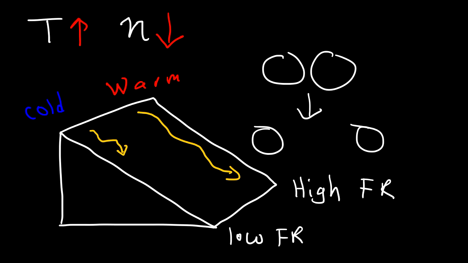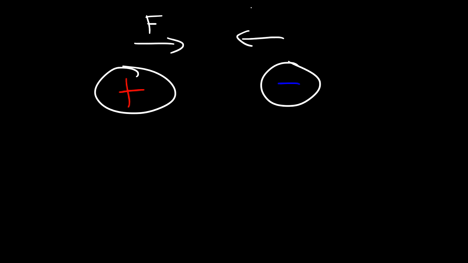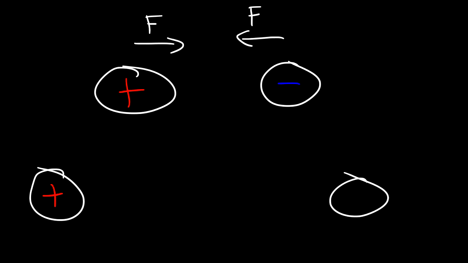To illustrate this, imagine we have two ions, a positively charged ion and a negatively charged ion. We know that these two ions have a force of attraction that pulls them together. But now that electrostatic force of attraction, is it stronger or weaker when the ions are further apart?